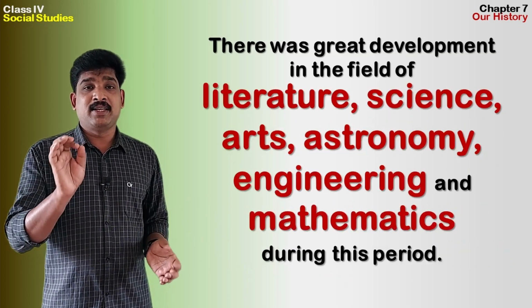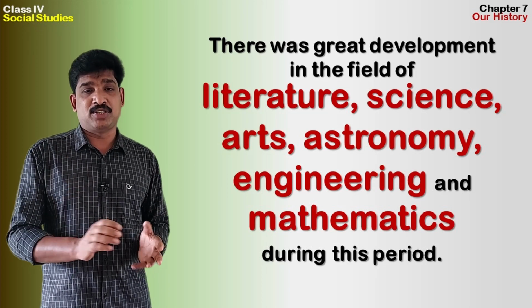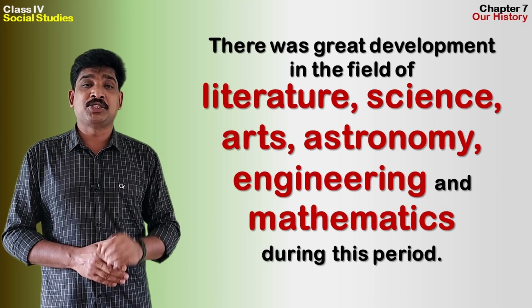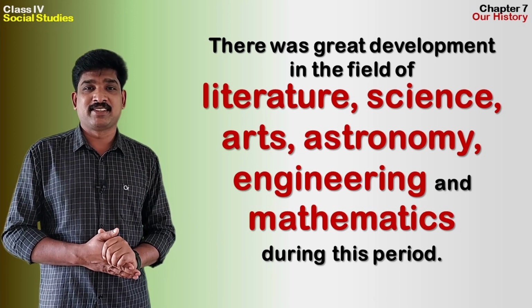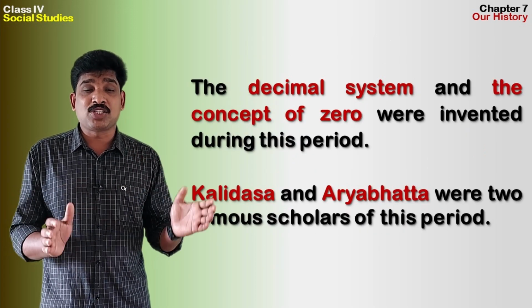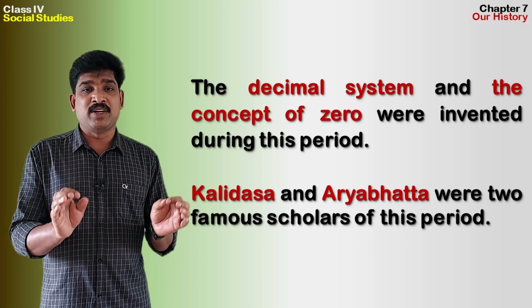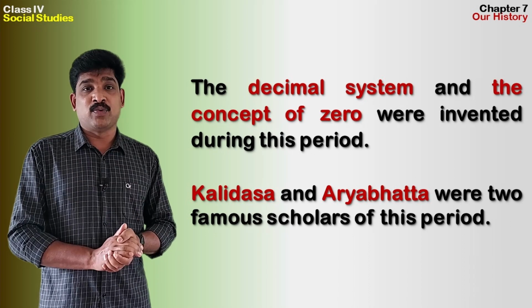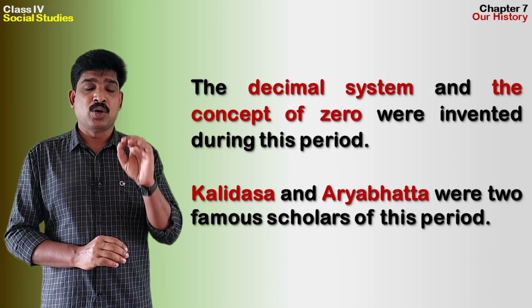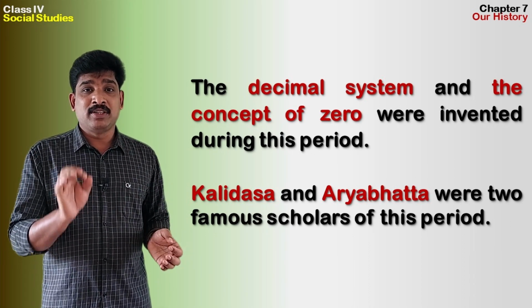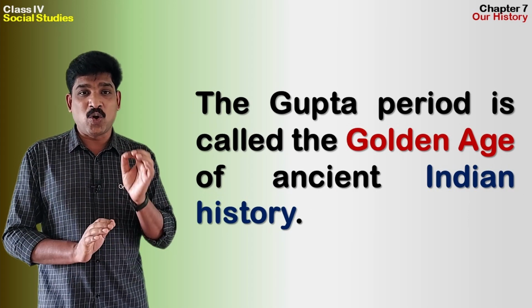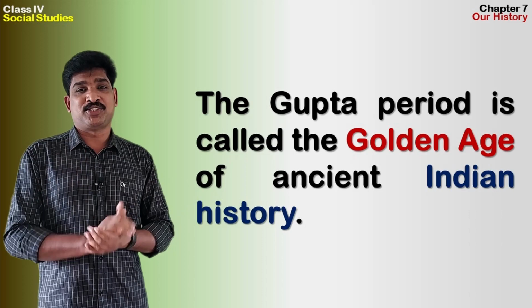There was a great development in the field of literature, science, arts, astronomy, engineering and mathematics during the period of Guptas. The decimal system and the concept of zero were invented during the period of Guptas. Kalidasa and Aryabhatta were two famous scholars of this period. Based on these great advancements, the Gupta period is also called the Golden Age of ancient history.